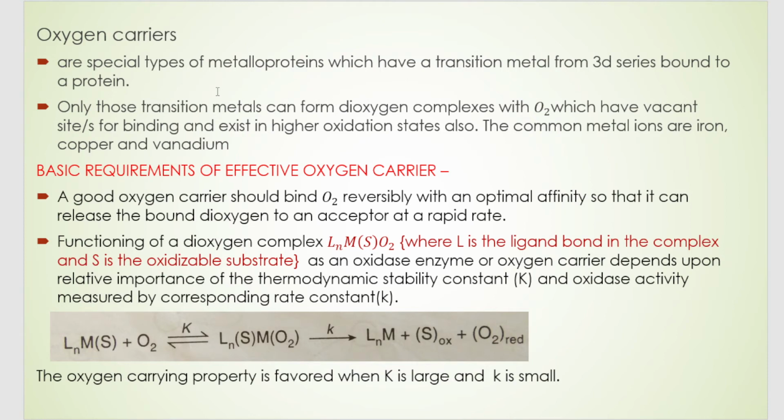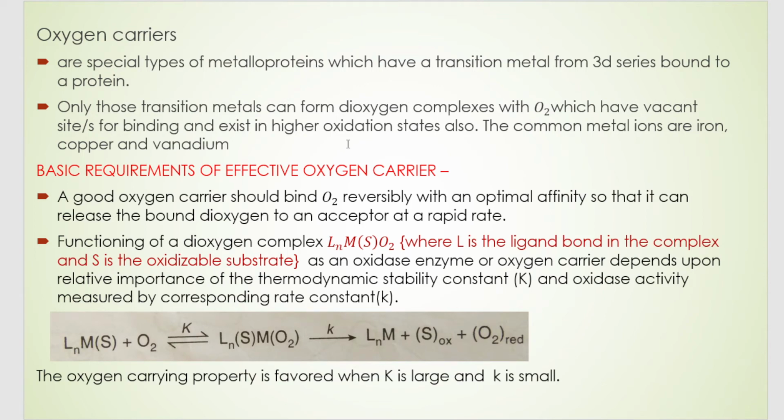Only transition metals can form a dioxygen complex with O2. That is the reason there can't be any metal from other series. There should be only transition metals from the 3d series, because only they have the capacity to form a bond, that is, a complex with the oxygen molecule. What is the basic requirement of an oxygen carrier? It should carry oxygen, correct? In order to carry oxygen from one place to another, it should first form a bond with oxygen. Only then can it take it and carry it.